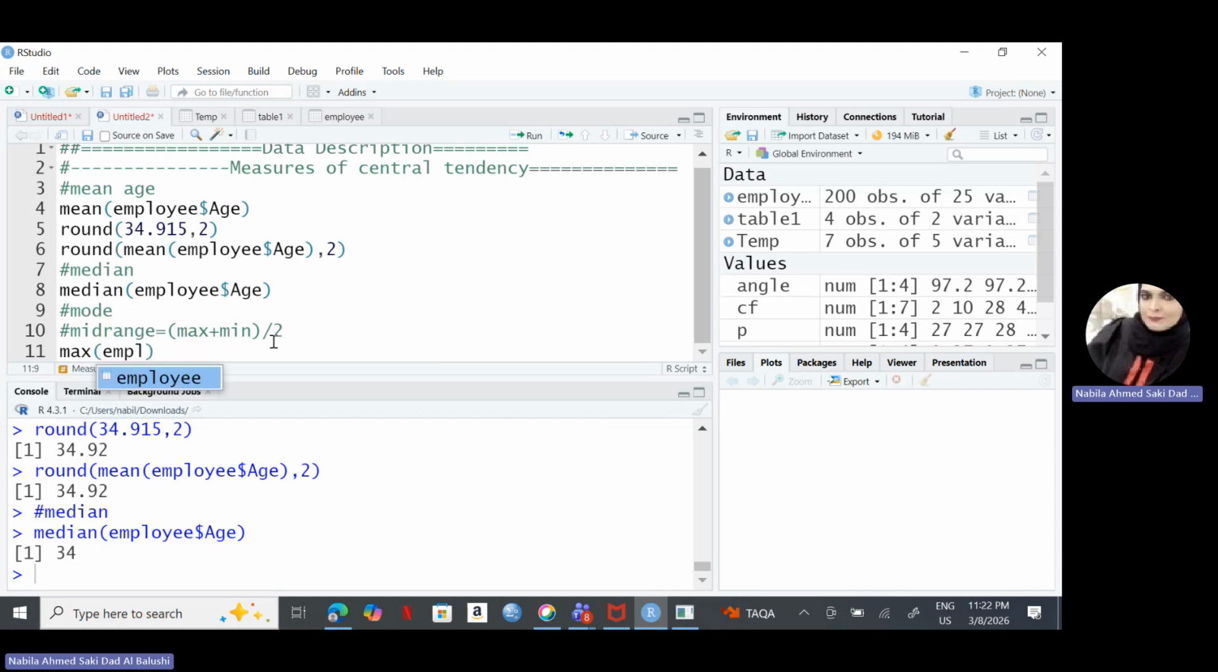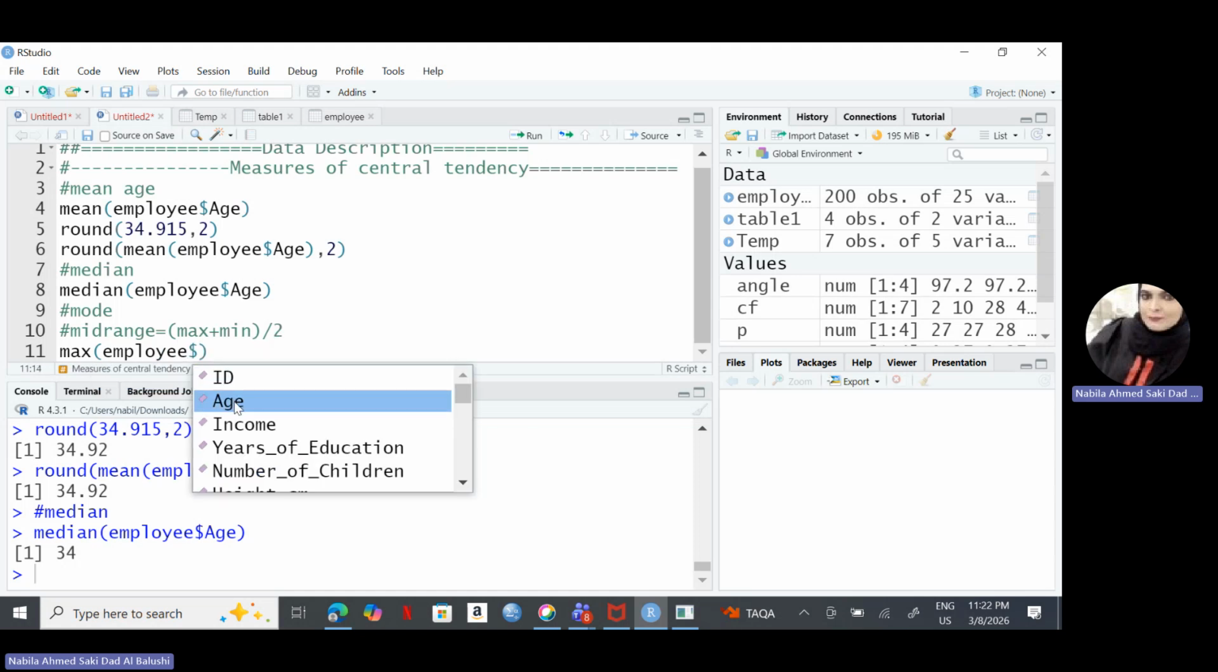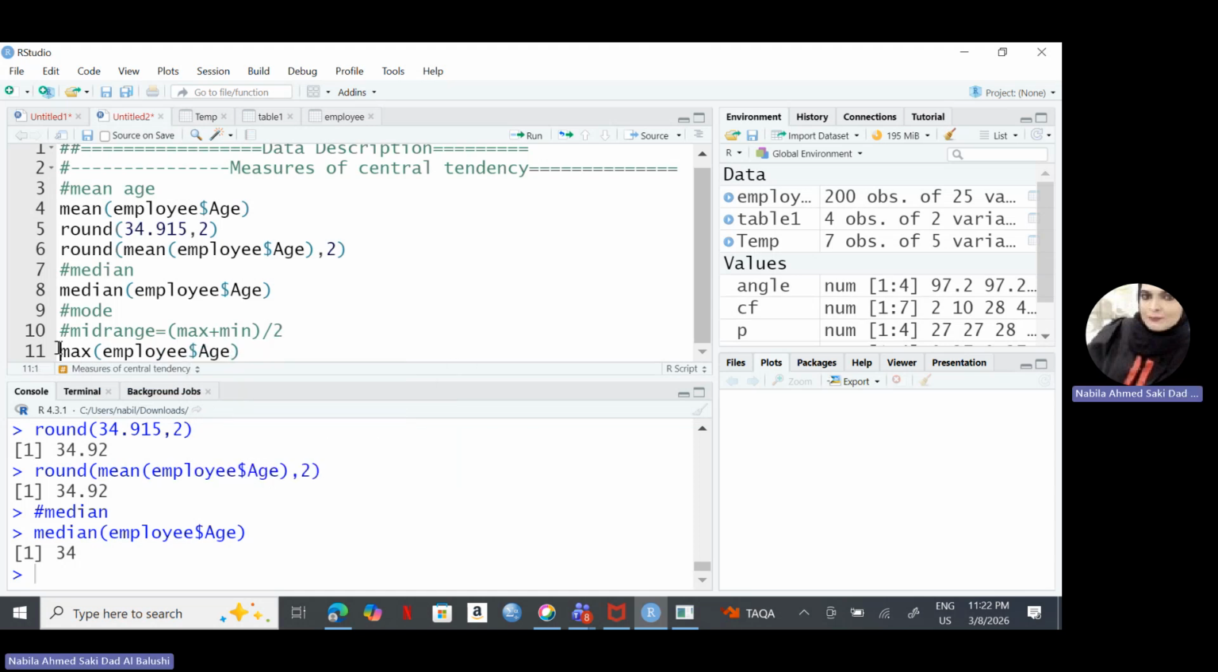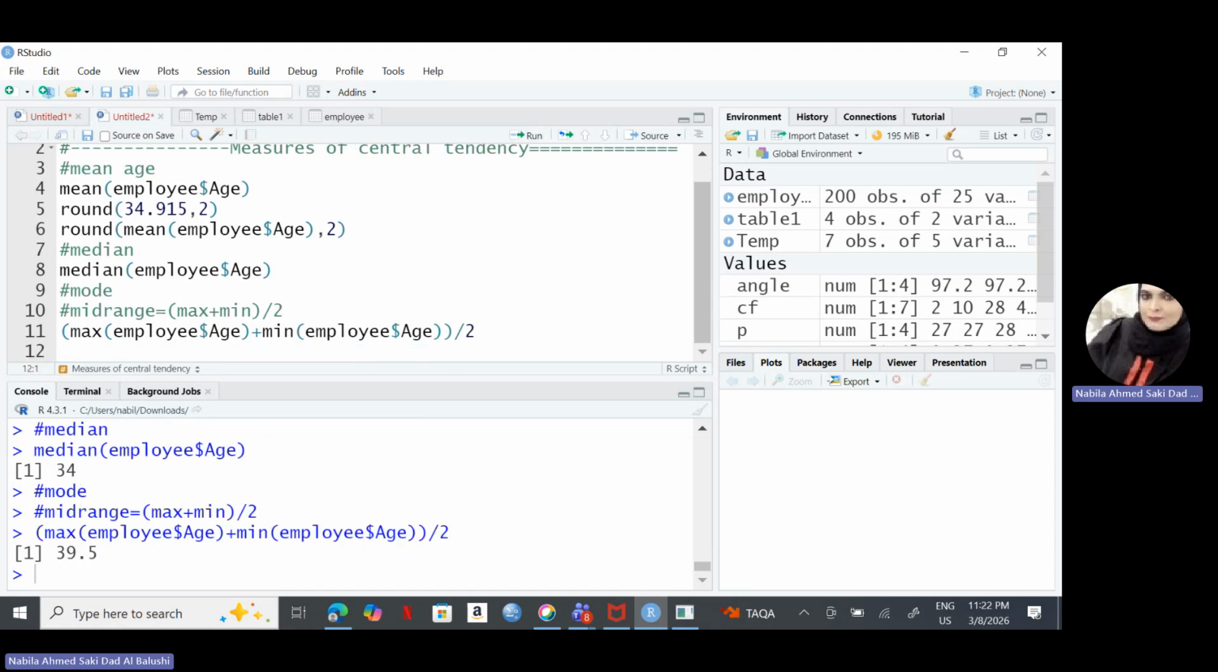Let's say we want the mid-range for age. So max of employee$age, open a bracket, plus minimum, employee$age, close the brackets of the numerator, divide by 2, get your answer. You have 39.5. These are the measures of central tendency.